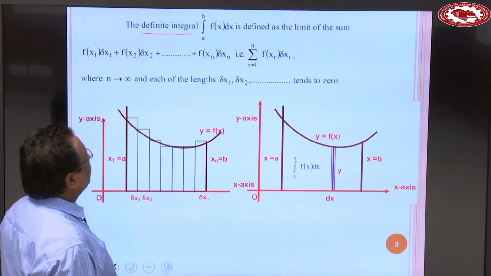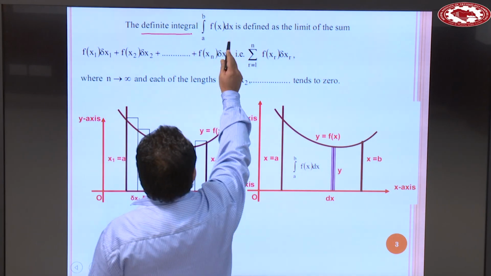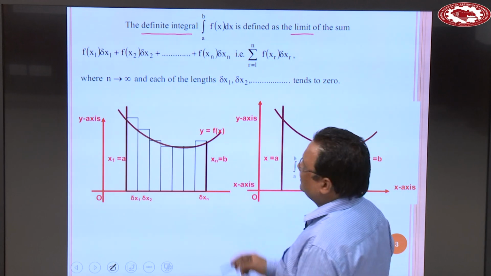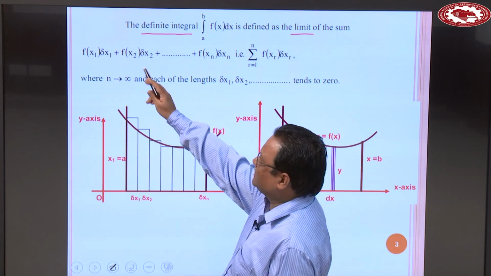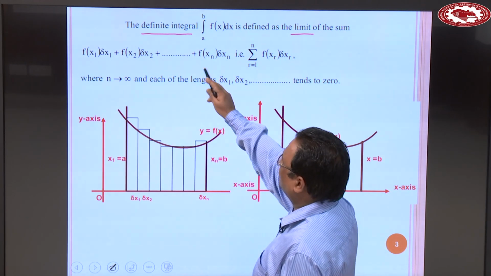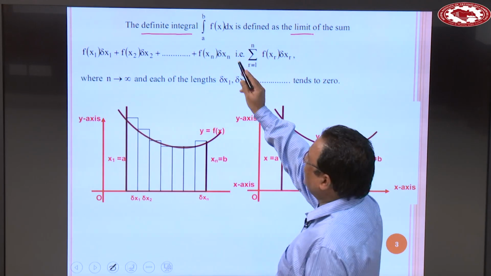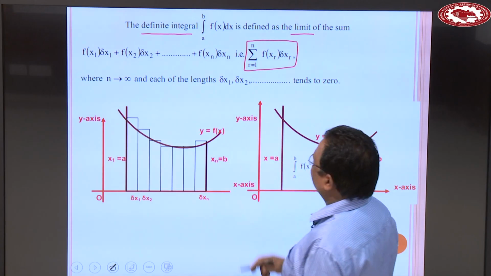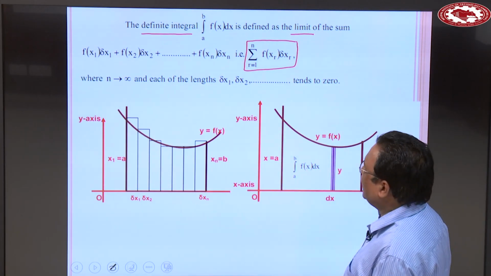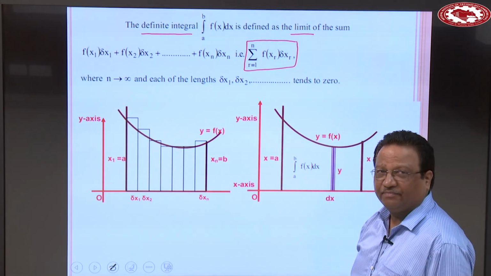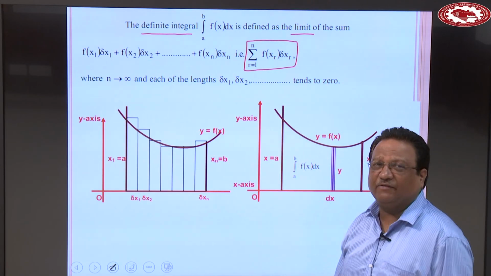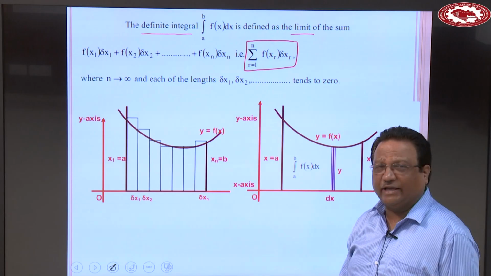What is definite integral? Integral a to b f(x) dx is defined as the limit of the sum f(x1) delta x1 plus f(x2) delta x2 plus and so on plus f(xn) delta xn, and in compact form this sum is represented by this summation r=1 to n f(xr) delta xr. The limit of this sum is nothing but definite integral.